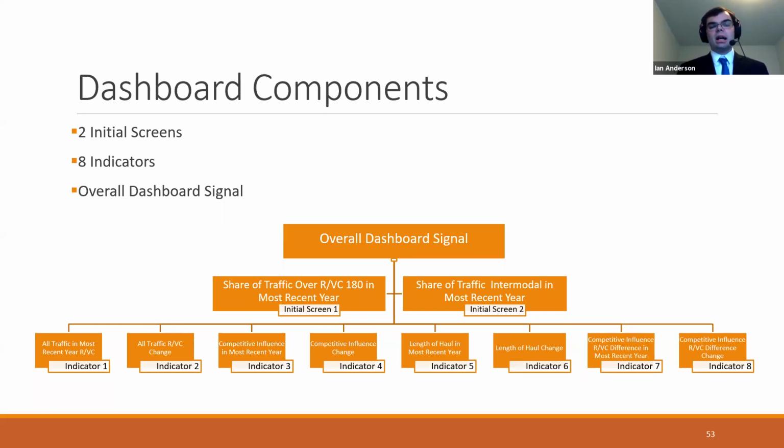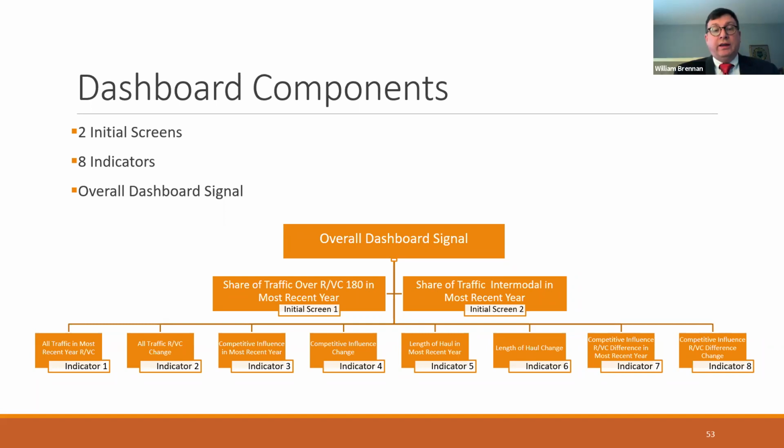In the revocation context, if either or both of these initial screens triggers the threshold criteria, the commodity is assigned a weak overall dashboard signal, and the other individual indicator data are not considered in the dashboard.